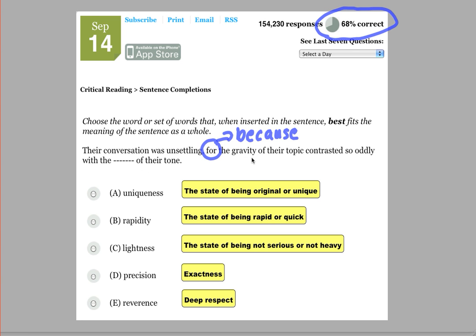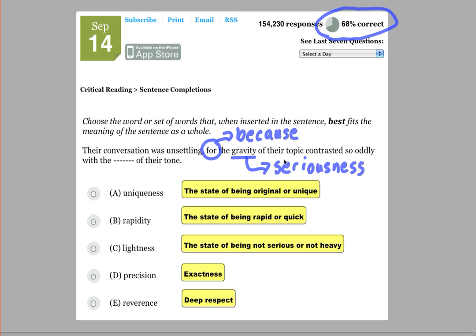Okay, so it's definitely helpful to know what the word gravity means. Now, I'm sure you know the technical definition of the word gravity, the force which pulls us toward the center of the Earth, right? But there's also a secondary definition for gravity, which means seriousness. So that's kind of a key part of this question here, is knowing that gravity means seriousness.